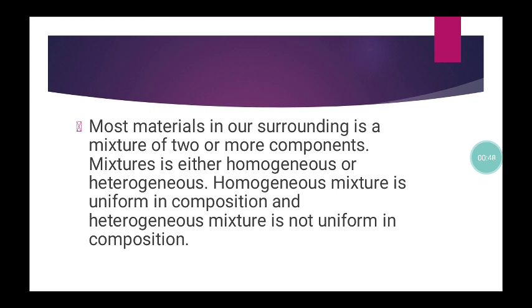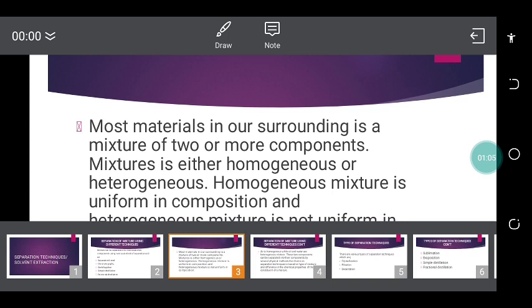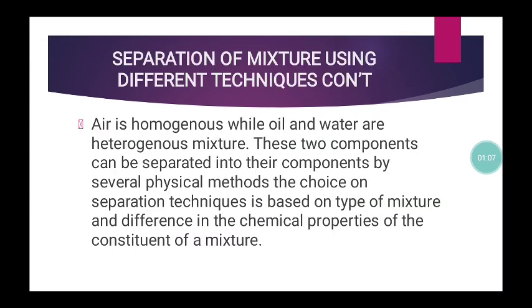Most materials in our surroundings are a mixture of two or more components. They are either homogeneous or heterogeneous in nature. Homogeneous mixtures are uniform in composition, while heterogeneous mixtures are not uniform. Air is an example of a homogeneous, uniform mixture, while oil and water are heterogeneous in nature.